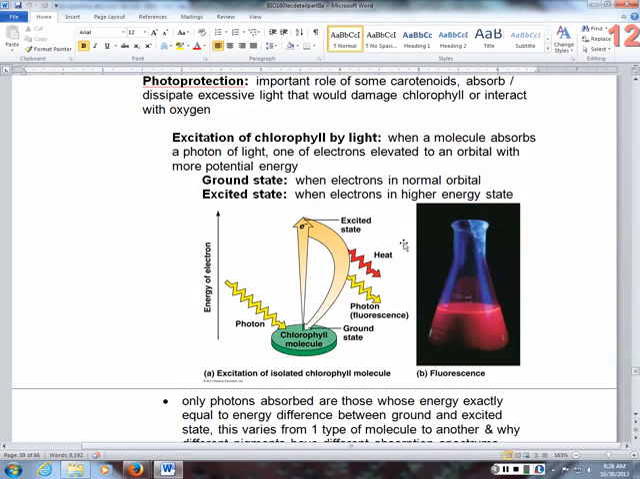Some things will actually have kind of a fluorescence to them. And what causes that fluorescence is that electron falling back down to the ground state. And it can actually cause a visible fluorescence.